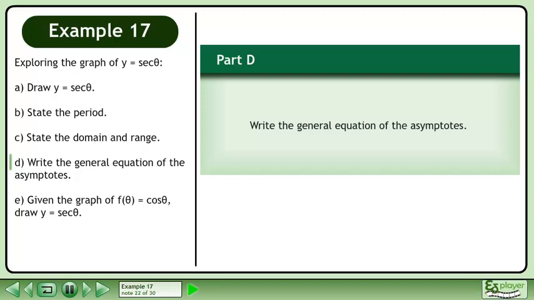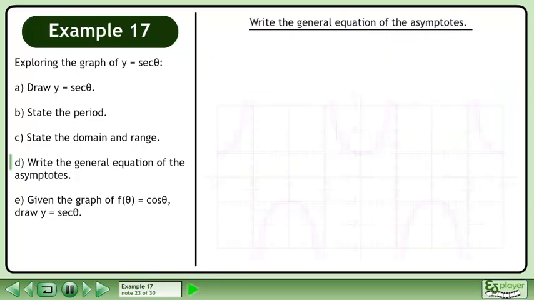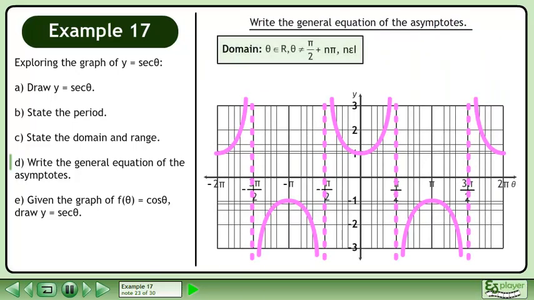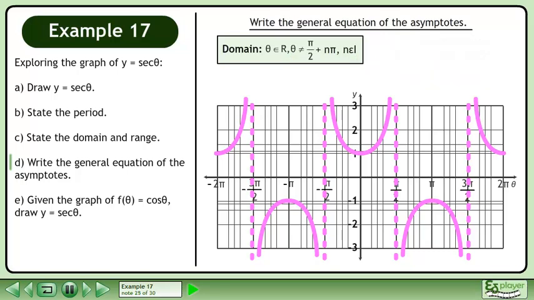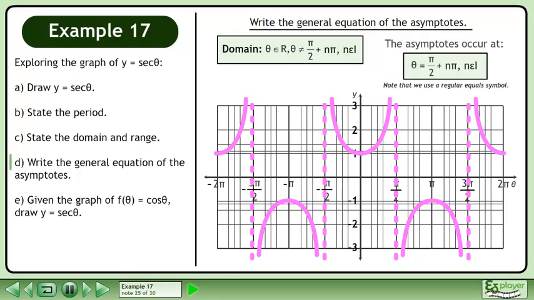In part D, write the general equation of the asymptotes. Bring up the graph in the domain. The restriction of the domain for y equals secant theta becomes the equation of the asymptotes. The asymptotes occur at theta equals pi over 2 plus n pi, where n belongs to the set of integers.